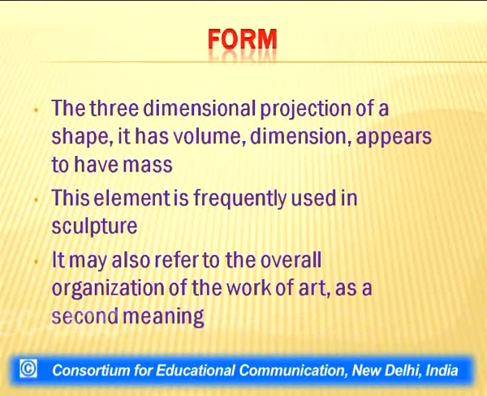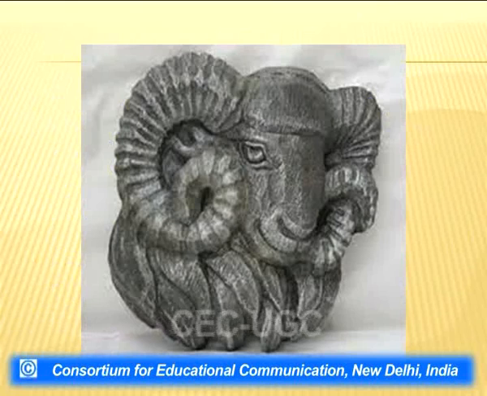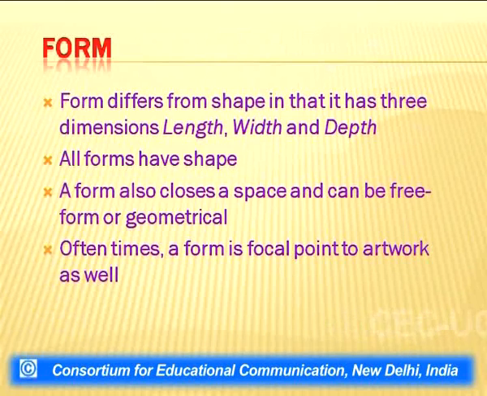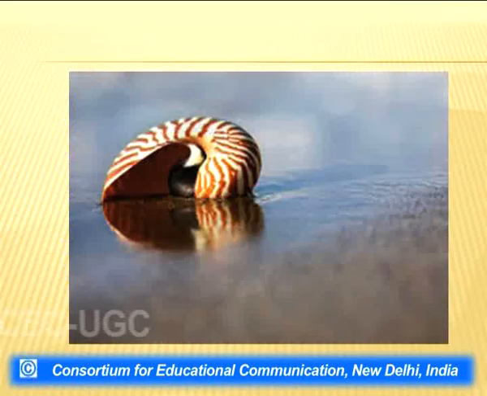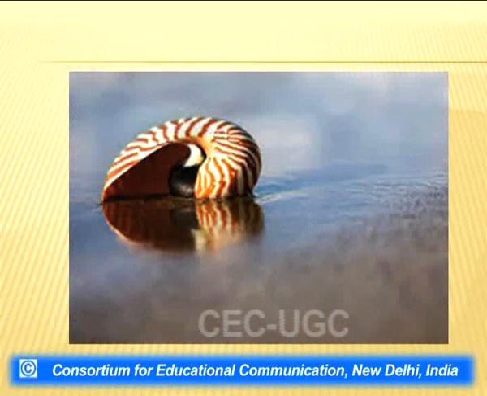Let us look at some examples of form. Like this is one example of form. Form differs from shape because it has three dimensions: length, width and depth. Now shape had length and width, form has depth as well. All forms have shape. A form also encloses a space and can be free form or geometrical. Oftentimes a form is a focal point of artwork as well. So therefore this element of design is also very important because most of the time this is the focal point of the overall art. Let's see this. This is another example of form.